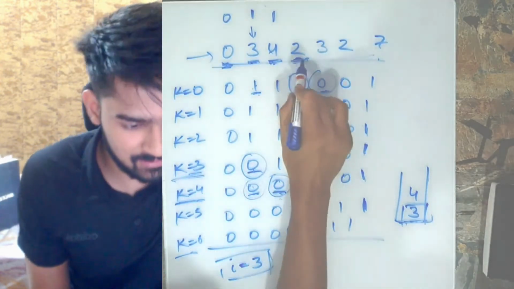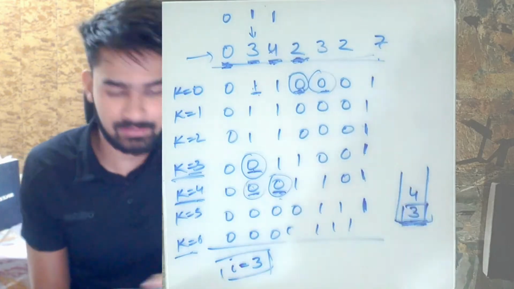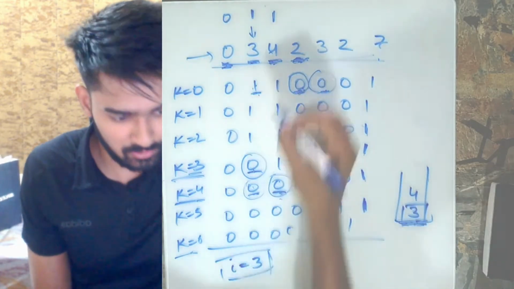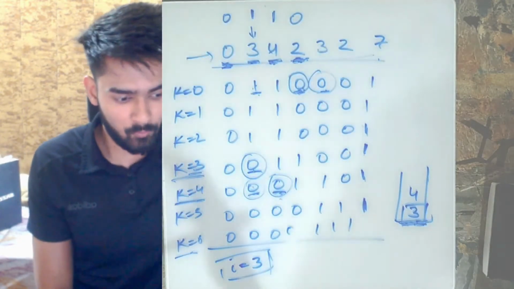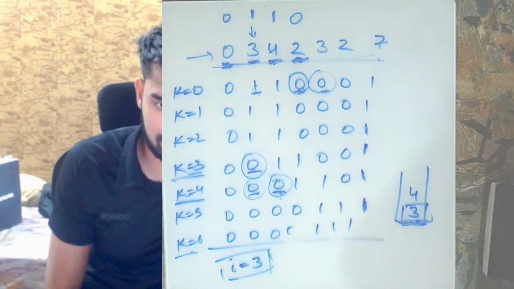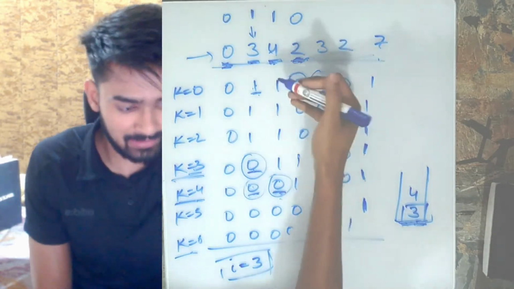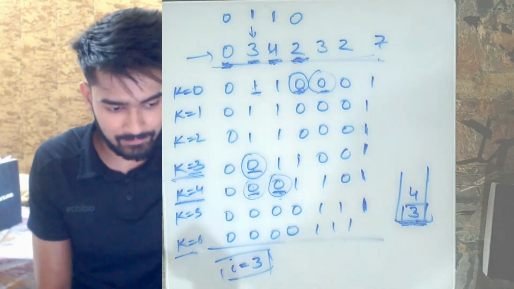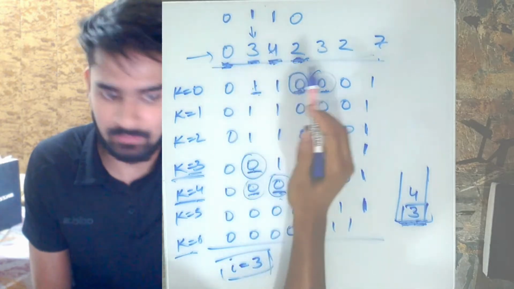My next index said that I already know that this is a 0 because it is present in the queue. So this will be 0, I know. So I place a 0 here. Now, when will my next 0 after these 1s come? That will come after my index.